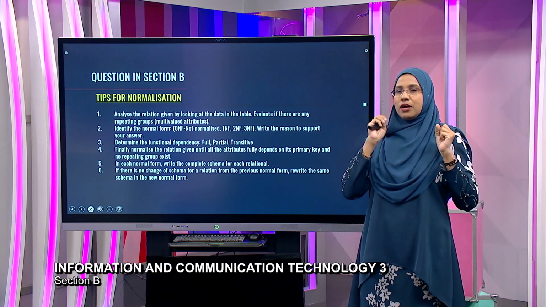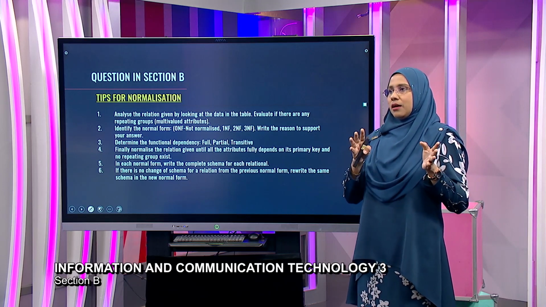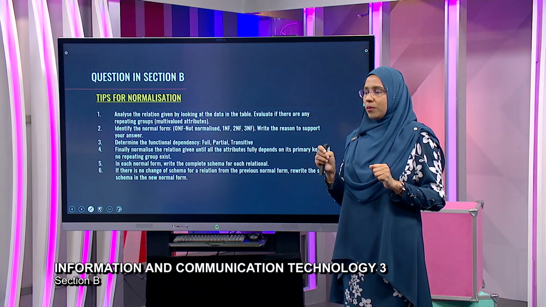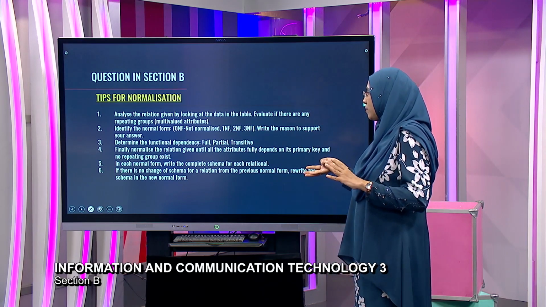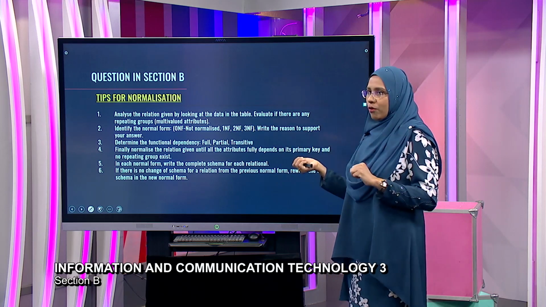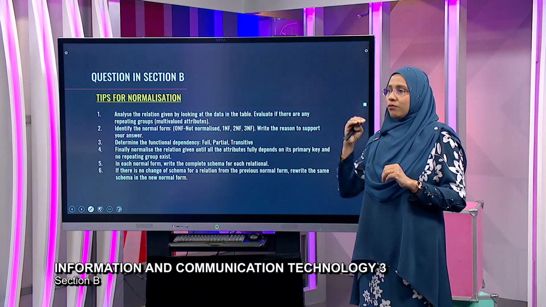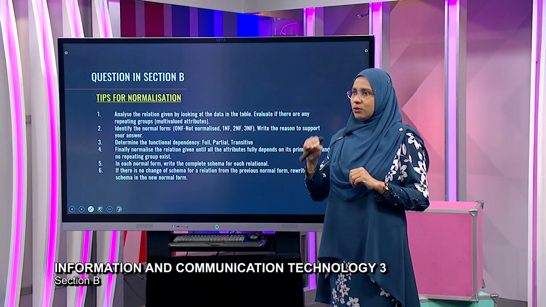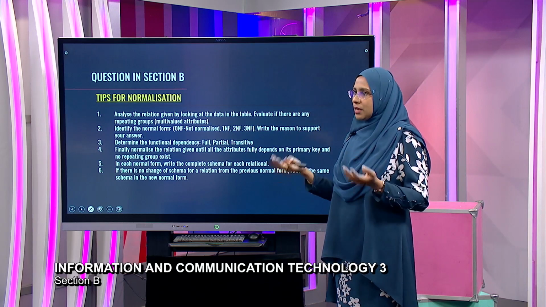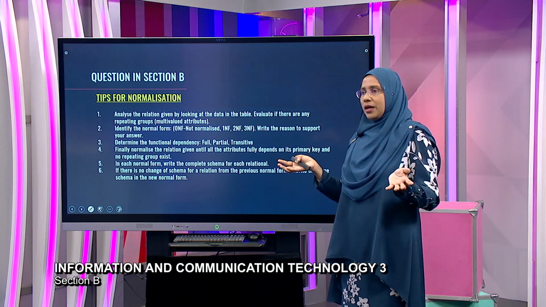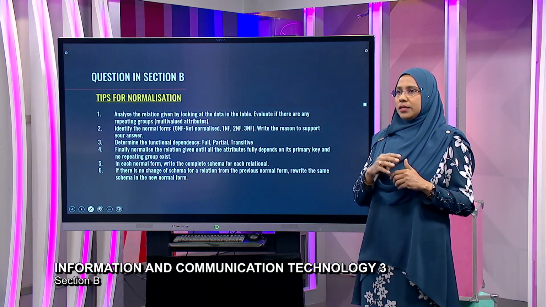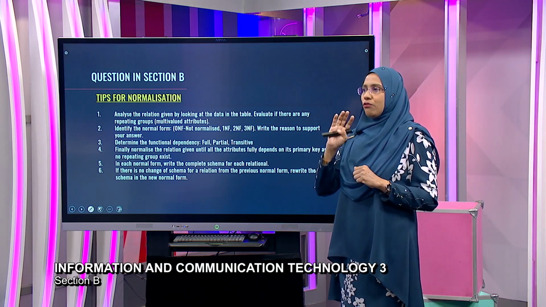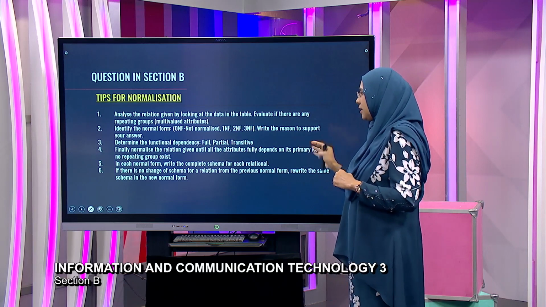If the relation is not normalized yet, we call it zero normal form, or it may be in first normal form, second normal form, or third normal form. Because in each normal form there will be a condition. If it fulfills that condition, then you say, this relation is in second normal form because of such and such. And then the third step, determine the functional dependency. There are 3 types of functional dependency: full, partial, and transitive.